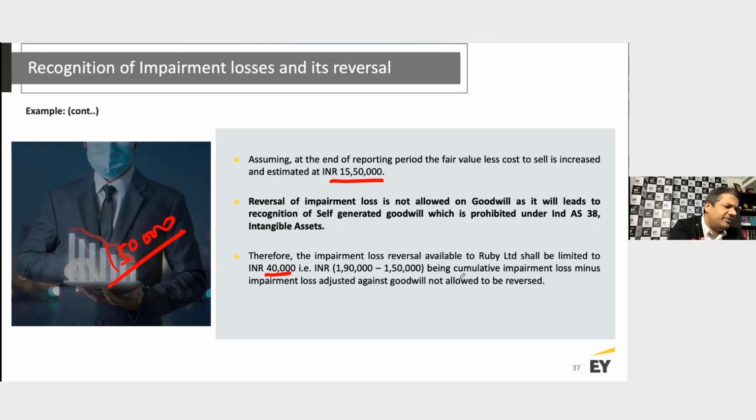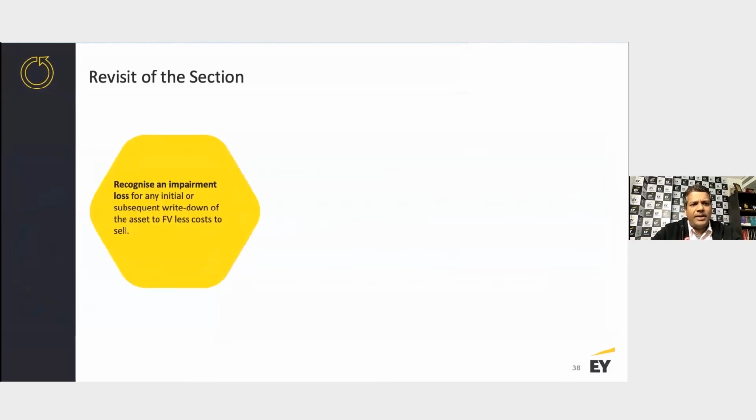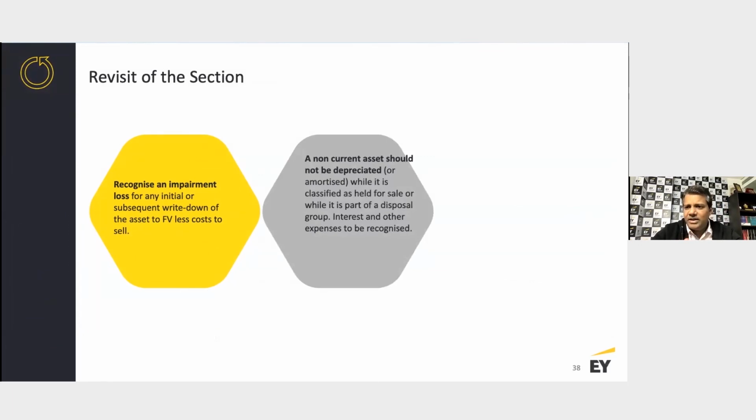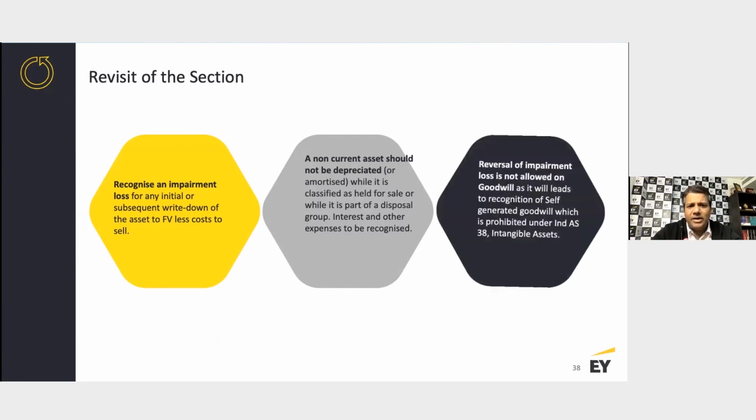Being the cumulative impairment loss minus impairment loss adjusted against goodwill, which is not allowed to be reversed. Okay, so let's quickly recap. Recognize an impairment loss for any initial or subsequent write down of the asset to fair value less cost to sell. A non-current asset should not be depreciated subsequent to being classified as held for sale. And the reversal of impairment loss is not allowed on goodwill, as it leads to recognition of self-generated goodwill, which is prohibited under Ind AS 38, intangible assets.